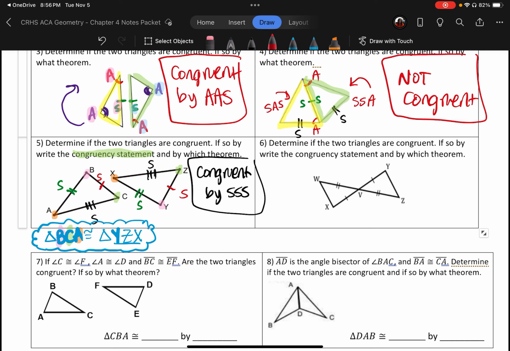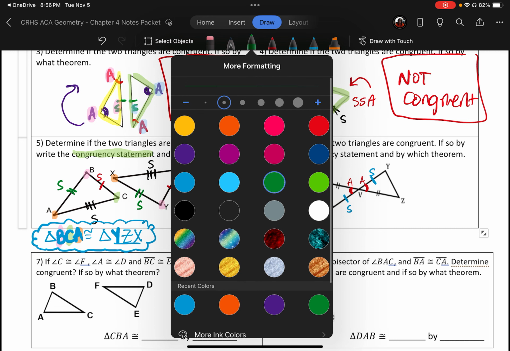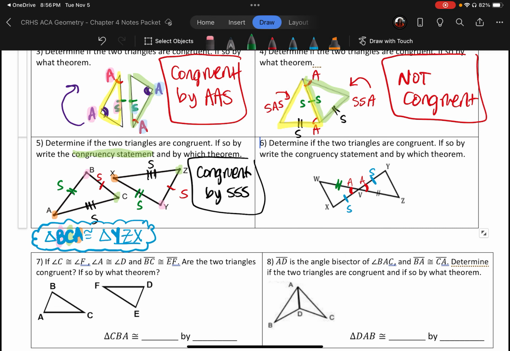Same thing. Determine if the two triangles are congruent. If so, write the congruency statement and by which theorem. One thing that we keep seeing popping up a lot is that these angles right here, we call these vertical angles. And we know that vertical angles are congruent. So this angle right here is congruent to the other vertical angle right there. And I see that I have this side congruent to this side. And then lastly, we have the 2 tick marks side congruent to the 2 tick mark side. If I read this, guys, this is going to be congruent by SAS.